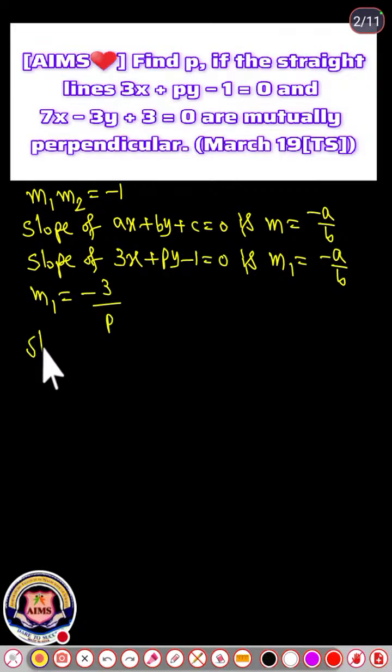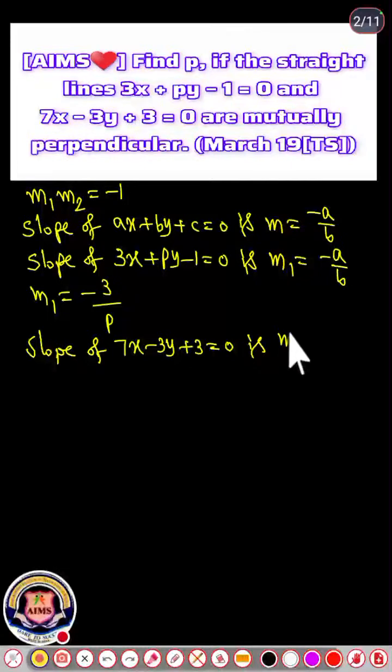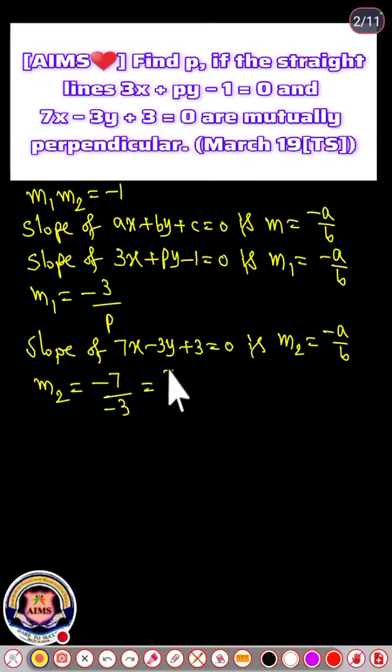And again you can take another straight line. The slope of the line 7x - 3y + 3 = 0 is denoted by m2 = -a/b. m2 is equal to minus the a value 7 by the b value, the y coefficient -3. Minus minus gets cancelled, giving 7/3.